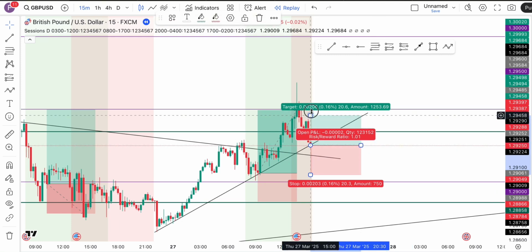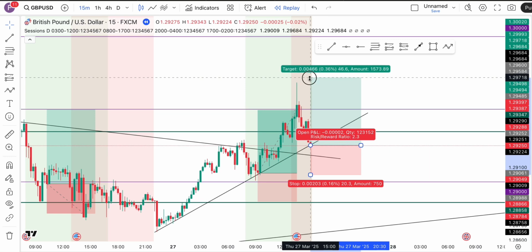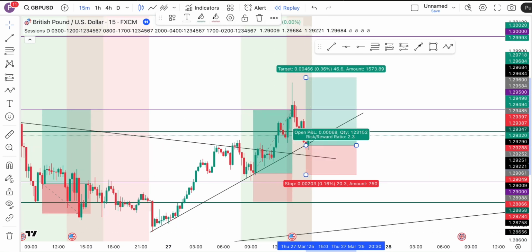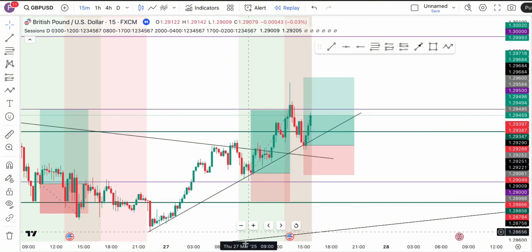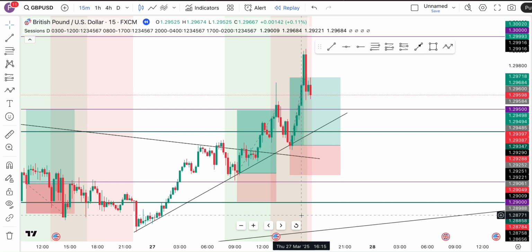There's something called good risk and bad risk. 1 to 2. Just target 1 to 2. Guys, just target 1 to 2 risk to reward. Then let's see what price does. 1 to 2 risk to reward. So let's see what price does. Yeah, perfect. So we've caught 2 trades.